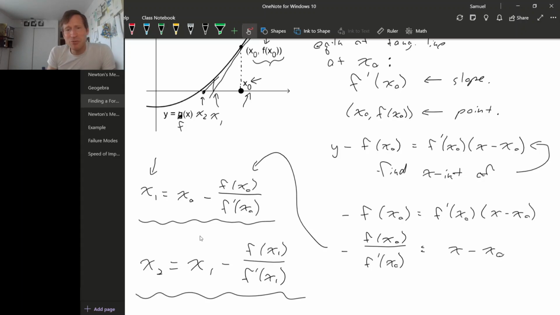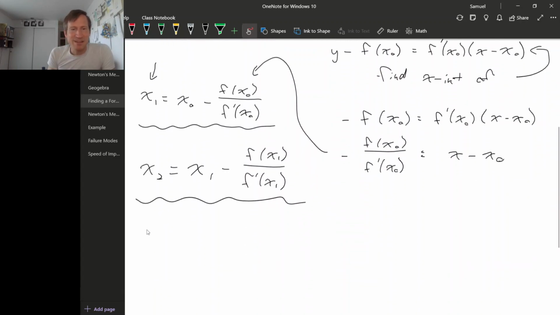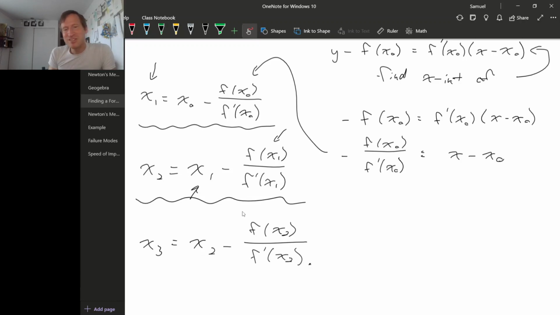And then for x sub 3, we would just do the same thing, except instead of using x sub 1 in this formula, we'd use x sub 2. So x sub 3 is x sub 2 minus f of x sub 2 over f prime of x sub 2. Well, you can see to generate our sequence of approximate solutions, we're just going to keep doing this. Use this same formula, except at each stage you take the result of the previous stage and use that as the x value for your next stage.